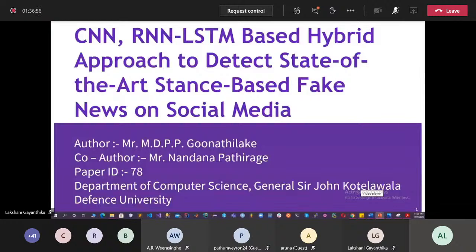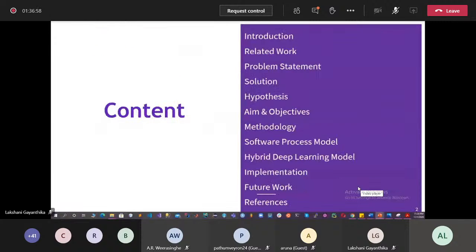Okay, let's move forward with the presentation. This is going to be the content of my presentation. The content includes the introduction related with the problem statement, then the solution, after that the hypothesis and aim and objectives of the research, then the research methodology, the software process model I used to develop the system, then the hybrid deep learning model, after that the implementation, then future work, and finally references.